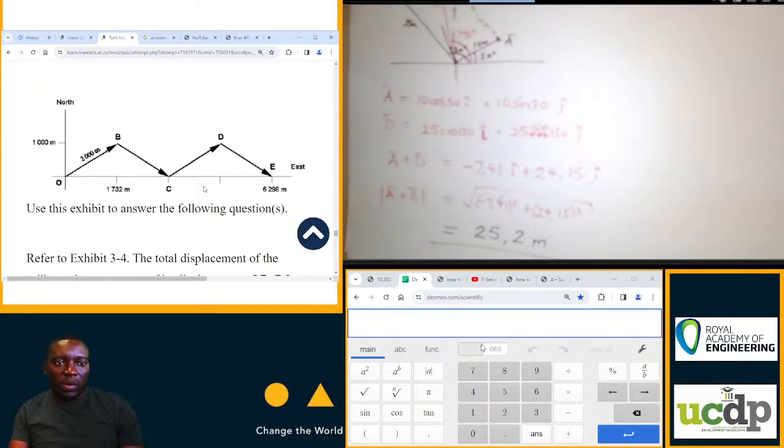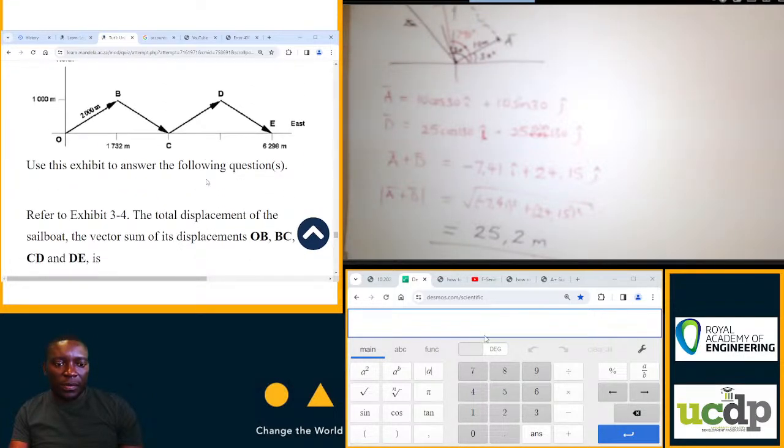So referring to exhibit 3.4, which is the diagram that you have just seen, the total displacement of the sailboat, which is the vector sum of its displacements, OB, which is 2000 meters, BC not given, CD not given, and DE not given, is. So how do we get the total displacement from O to E? OB plus BC plus CD plus DE. How do we get the total displacement? Anyone?